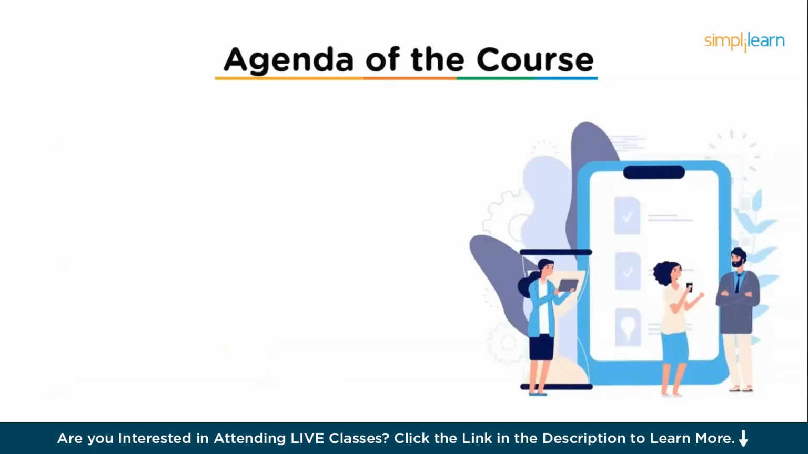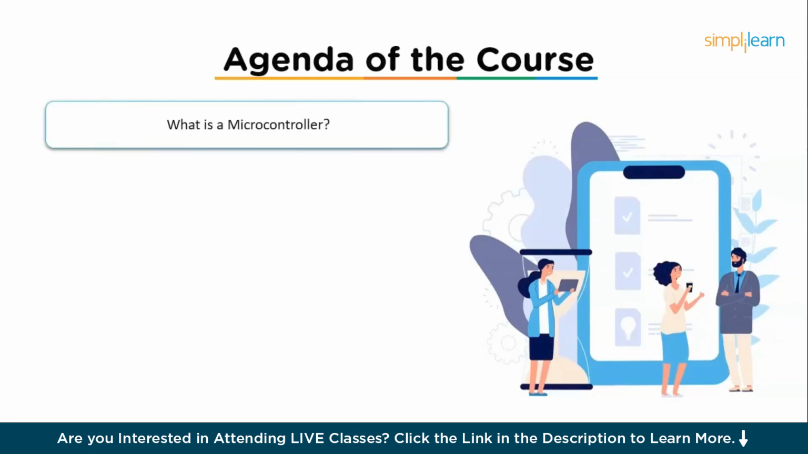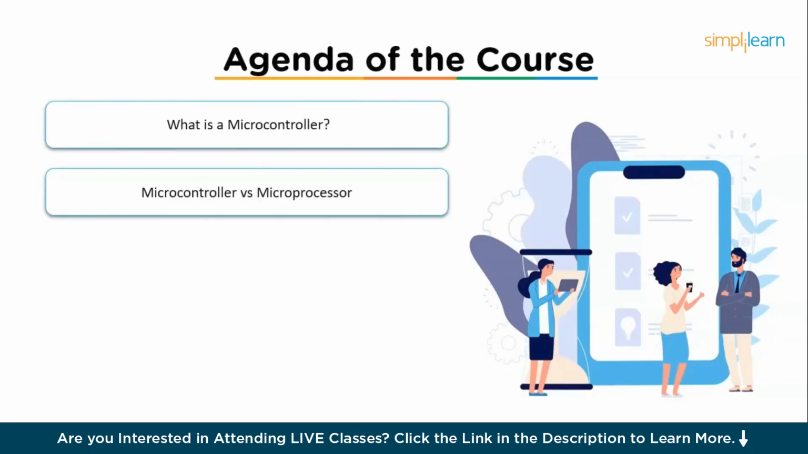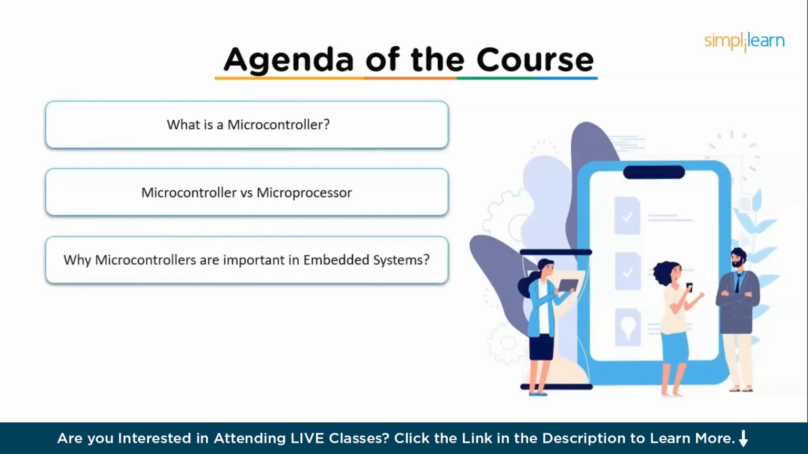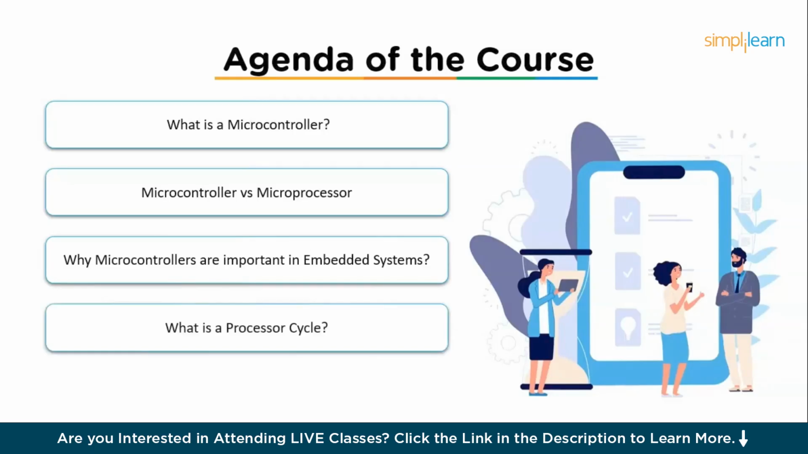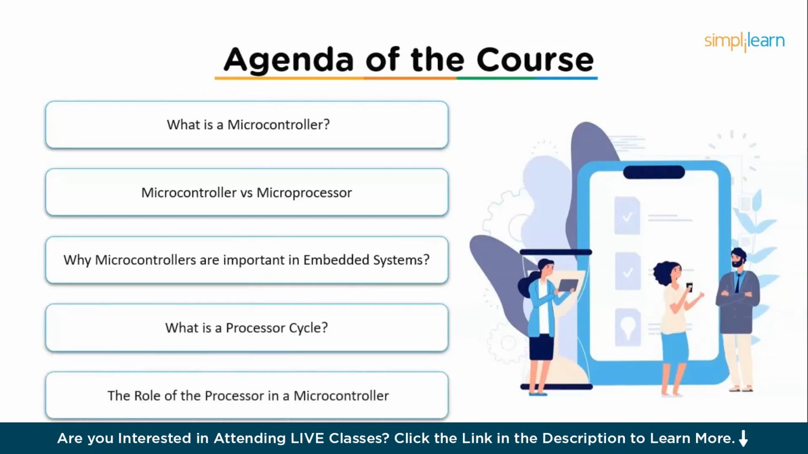Welcome to chapter 3 of our embedded systems course. In this session, we'll talk about the brains of embedded systems, the microcontrollers and the processors. Here's what we will learn in this module. We'll first see what a microcontroller is. Then we will see the difference between a microcontroller and a microprocessor. Then why microcontrollers are important in embedded systems, and then we'll see what a processor cycle is, and finally we'll see the role of the processor in a microcontroller.